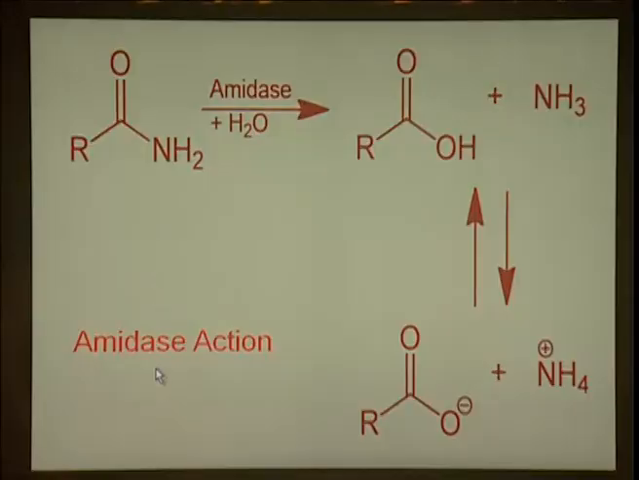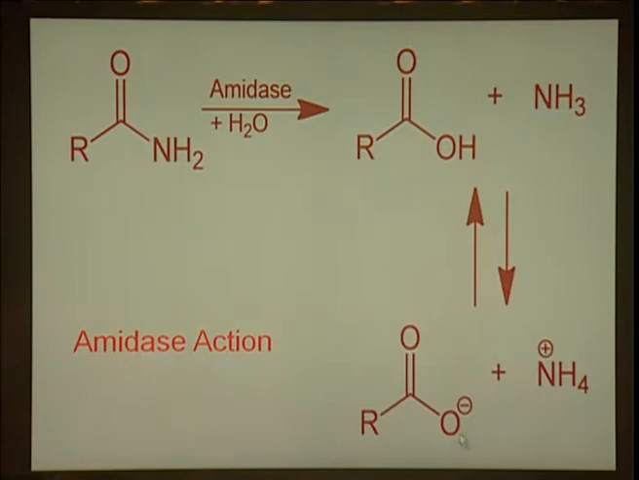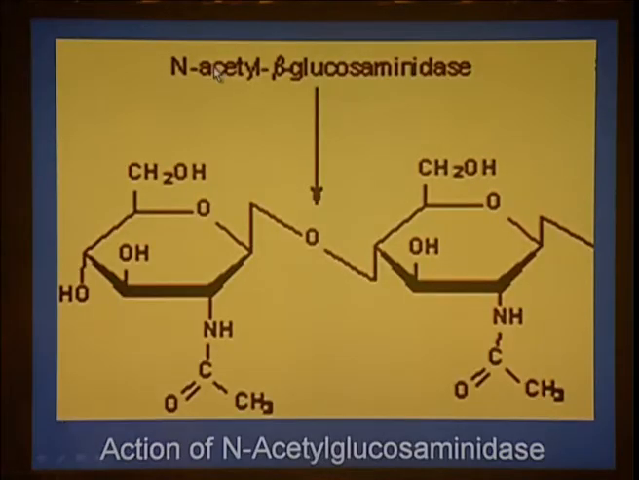Now, coming to the last step of bacterial cell wall degradation, where the bacteria itself degrades the different components. One important step is the action of amidase. Bacterial cell wall may have amides, and these amides are acted upon by amidase, which will generate the amino acid, and the extra amino group will be released. In the same way, there is N-acetyl beta-glucosaminidase, produced by the bacteria, which acts upon the glycoside linkage, breaking the sugar unit and disintegrating the bacterial cell wall.